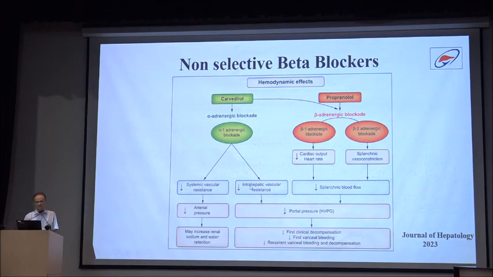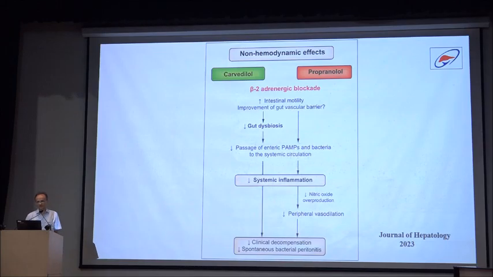Carvedilol has an additional alpha-1 adrenergic antagonistic action. It causes a decrease in the intrahepatic vascular resistance, so there is more reduction of the portal pressure here. On the other hand, since alpha receptors are also present on the systemic blood vessels, it causes a decrease in the systemic vascular resistance and hypotension, which can be detrimental, especially in the advanced stage of portal hypertension. Also, non-hemodynamic beneficial effects of the beta blockers are there. They increase intestinal motility, decrease bacterial translocation, decrease inflammation, and bring about beneficial effects irrespective of the decrease in the HVPG.